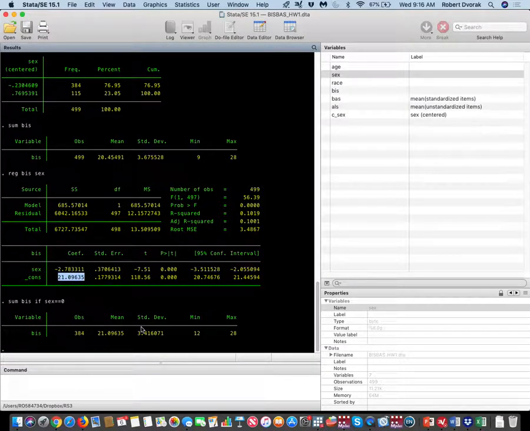So in a regression model, like Jigs was saying, in a regression model, when we have a dummy-coded variable of 0 and 1, the intercept is always the mean level of the 0 group. And that means that this is what? What is that coefficient? What does that mean?